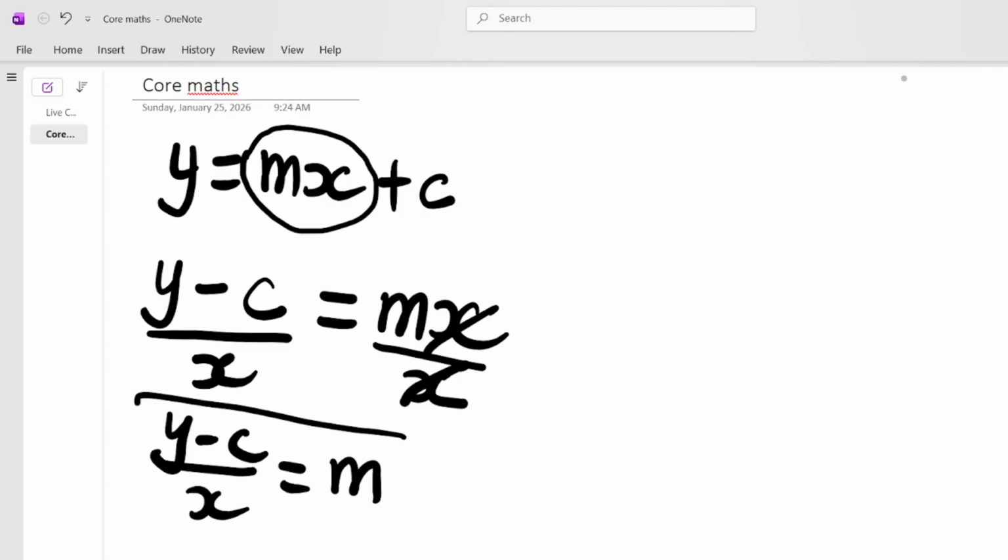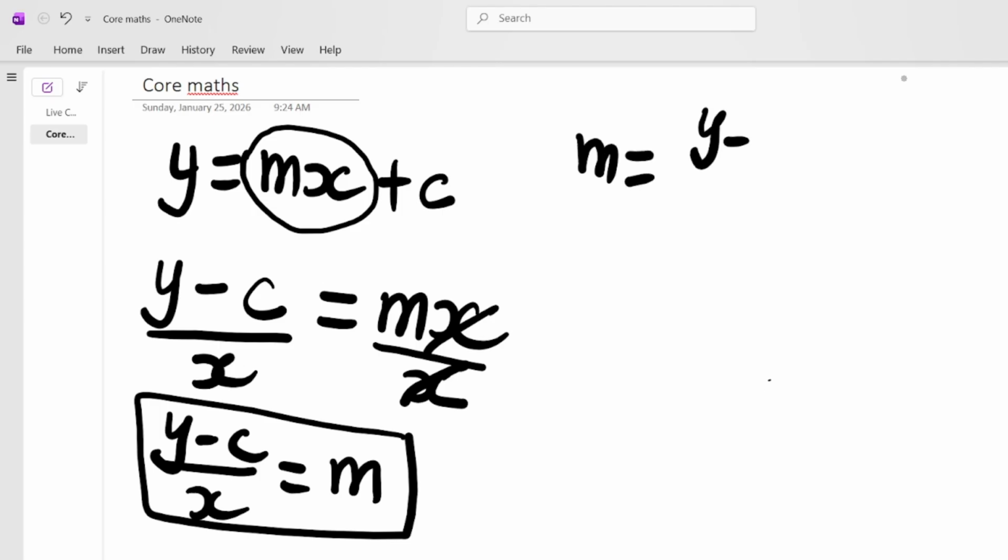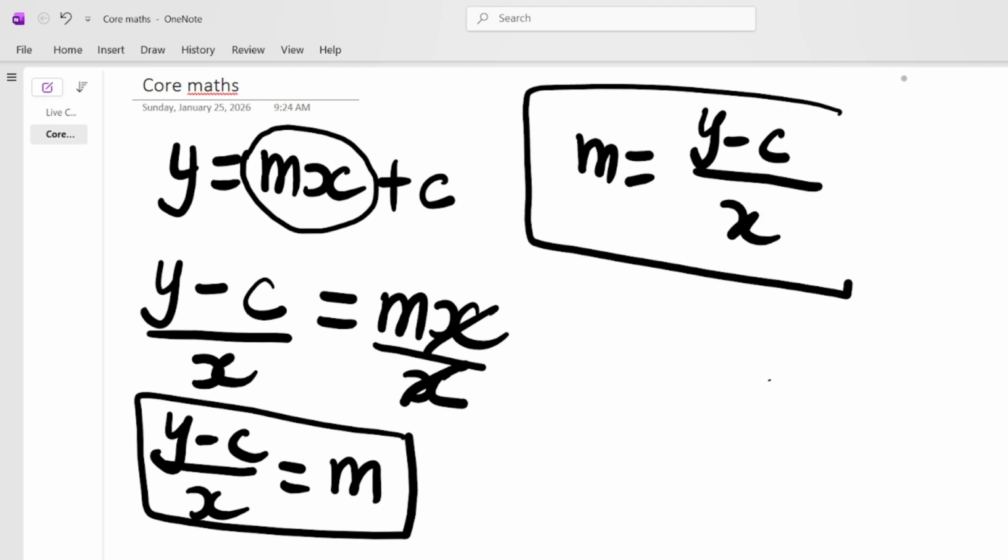So this is m, right? Now after you get this, you know that what you are making the subject is already on one side alone, then you can rewrite it, making sure that you follow the standard. So we have m is equal to y minus c all over x. So this is the final answer, right? This is correct though, but it is appropriate to keep it in this order where the subject is on the left side and the rest are on the right side.